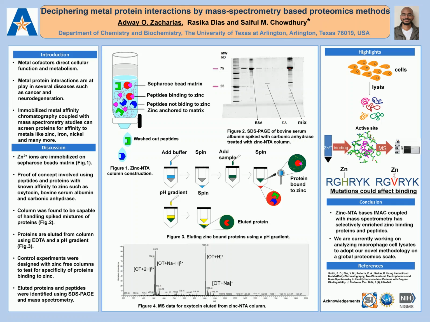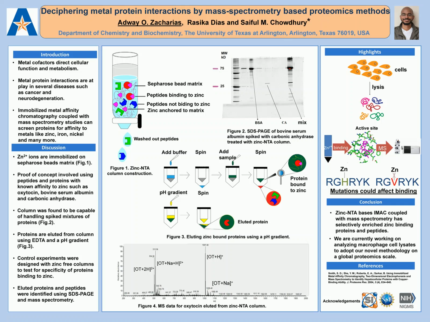So we decided to use our expertise in mass spectrometry and couple it with the already well-established technique of immobilized metal affinity chromatography to develop a novel methodology to screen proteins for their affinity towards metals. Now, the affinity towards metals has been documented in cases such as zinc, iron, nickel, and many more, but we want to direct our primary focus towards zinc.